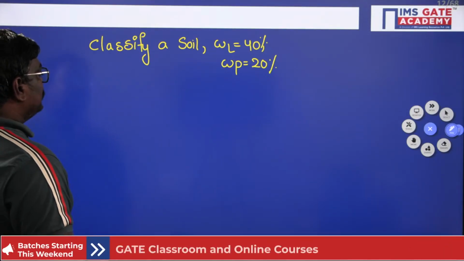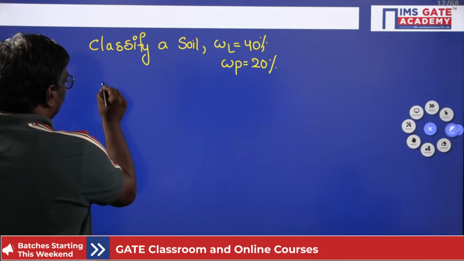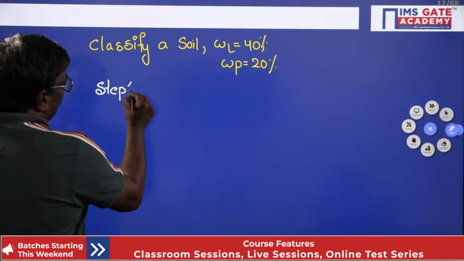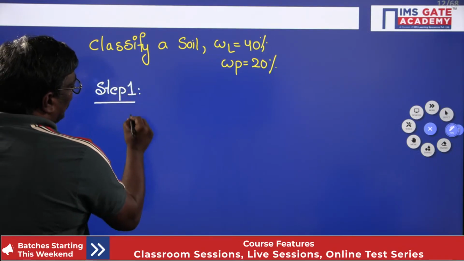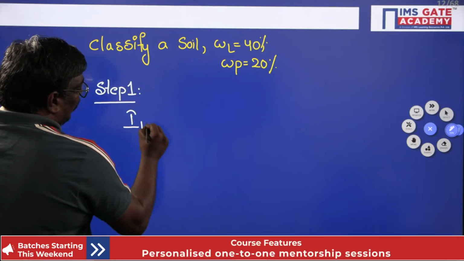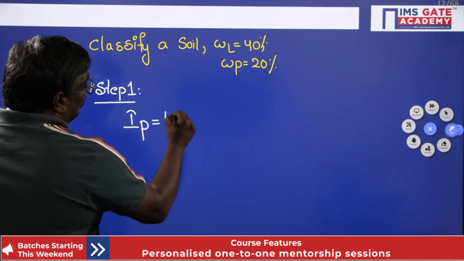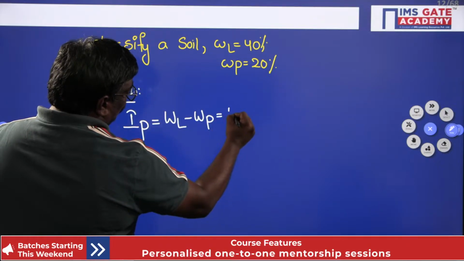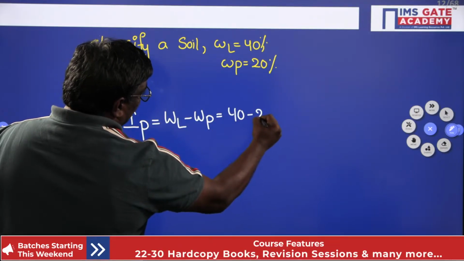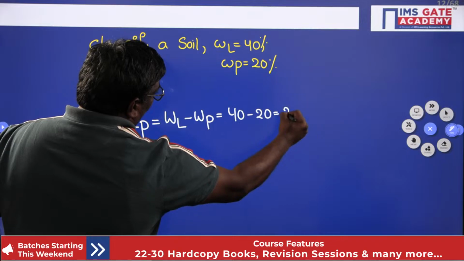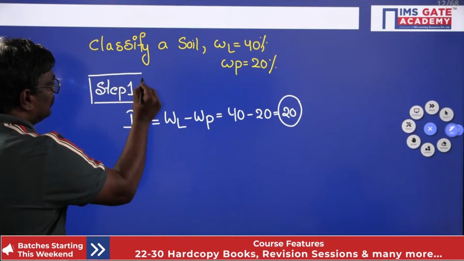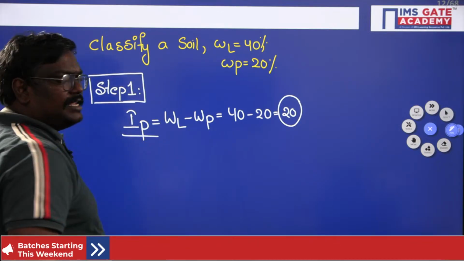Now see students, first of all, please follow the steps of what I have done now. Step 1 here is find out IP. What is the formula of IP? Liquid limit minus plastic limit. That is equal to 40 minus 20. So that is equal to 20. So here the first step is finding out the plasticity index.